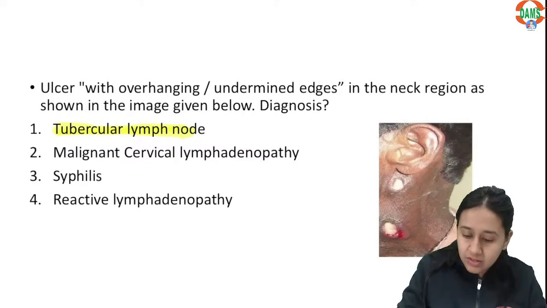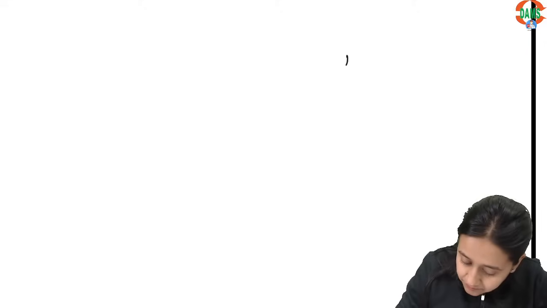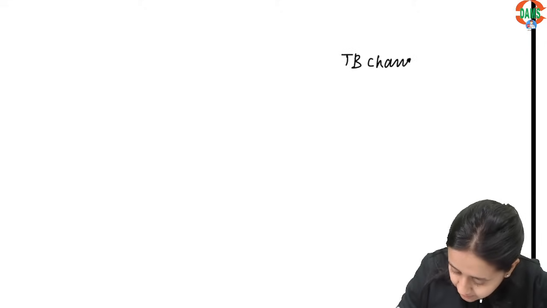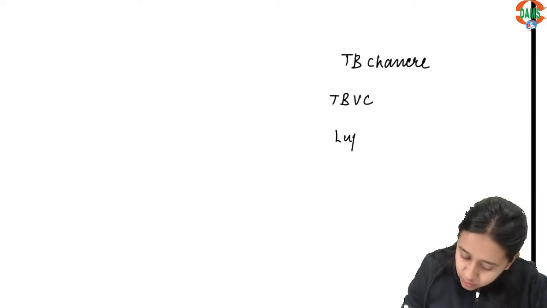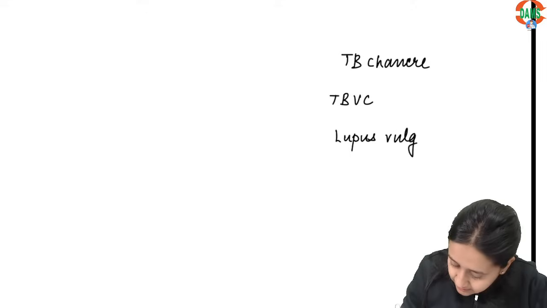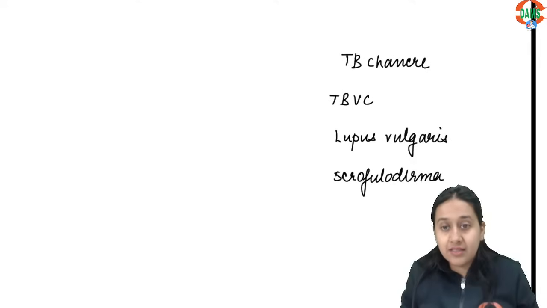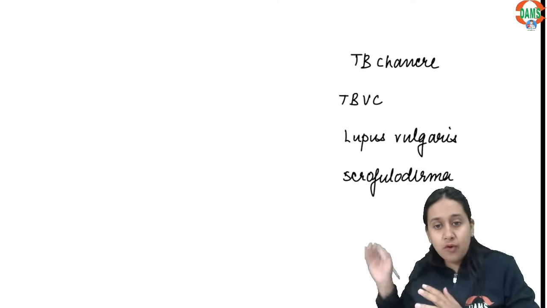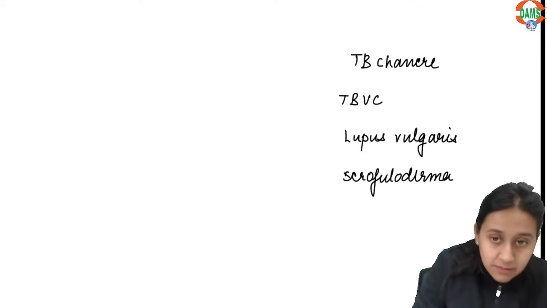Now, everyone, please look on the screen just for 1 minute. We have almost 4 of the most common types of TB of skin. One is TB chancre. Then tuberculosis verrucosa cutis. Then we have lupus vulgaris. Then we have scrofuloderma. So I asked you why a single organism manifests with different morphology in different individuals. It is because there are two factors which play a very, very important role.